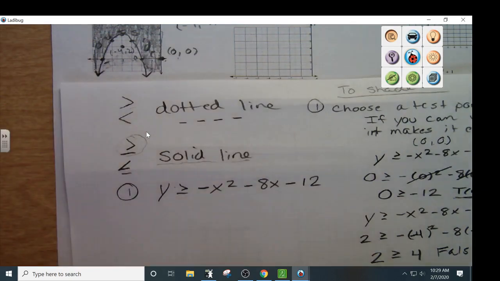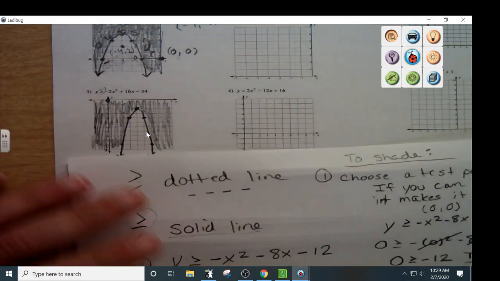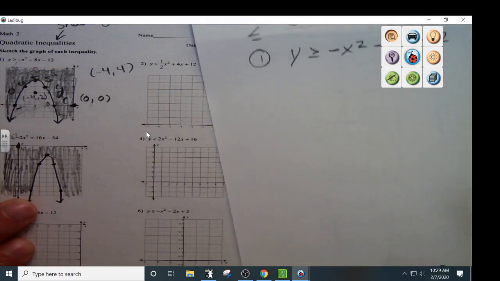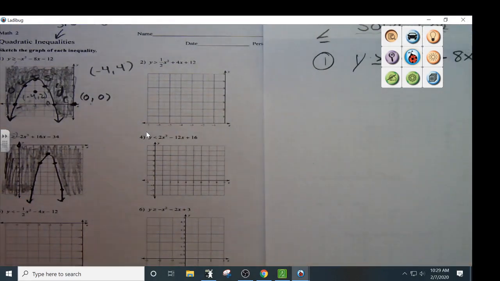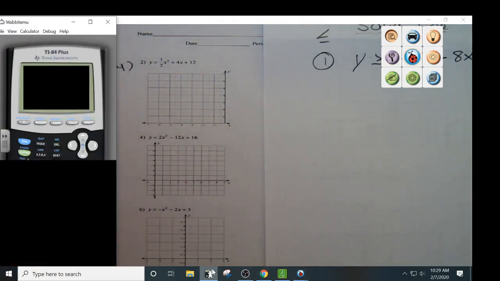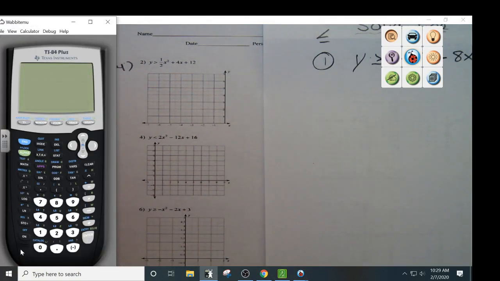Okay. So guys, let's go ahead and come back together now. The first thing we need to do, guys, is get our boundary lines, graph it, which is graphing your function, same thing. So it's 2x squared minus 12x plus 16. All right, now graph it.